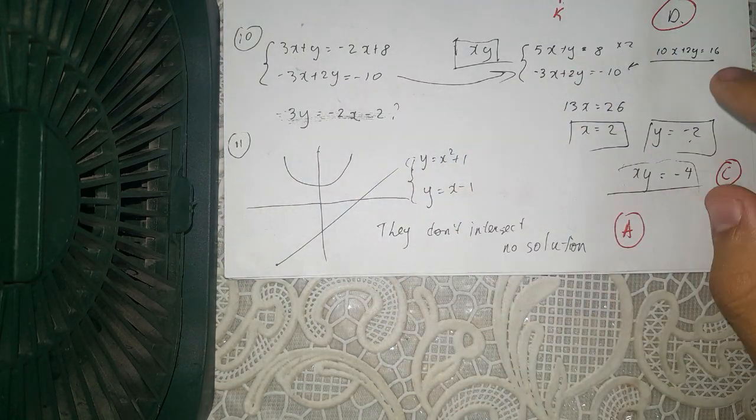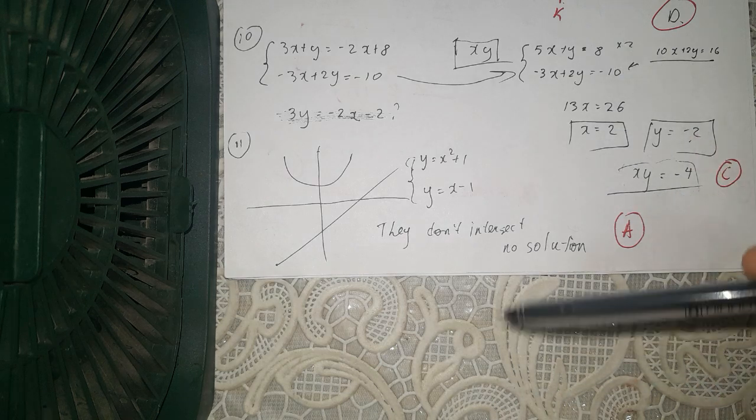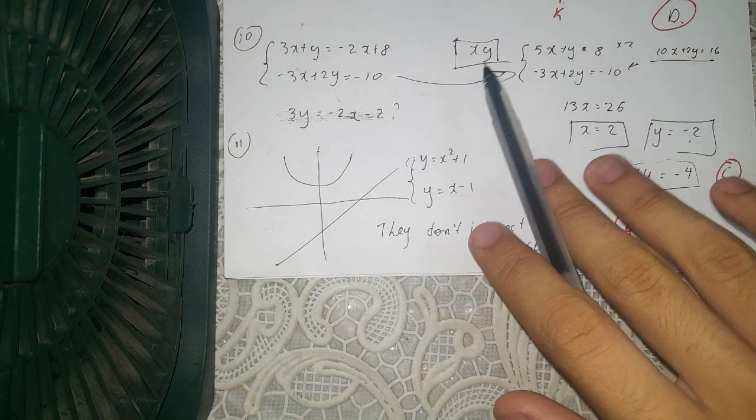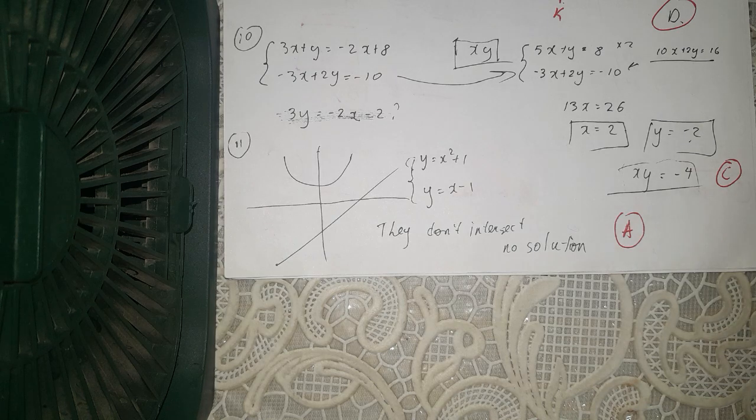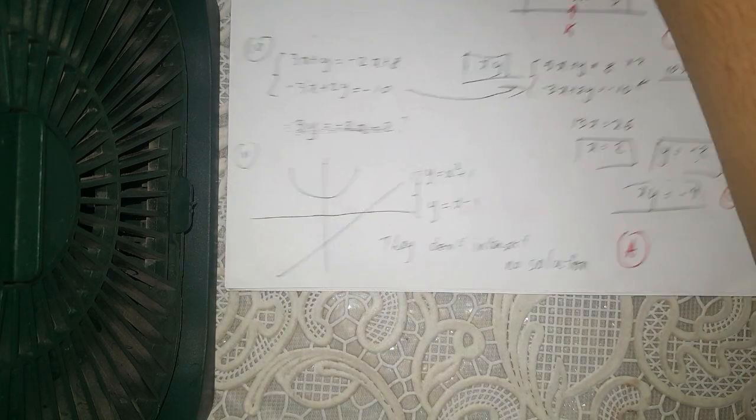11th, there's a graph, and it's vividly seen that they have nothing in common. They don't intersect. This means that there is not any solution, or 0. The correct answer is A. So 12.